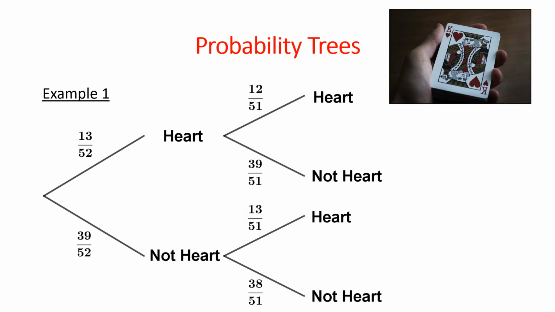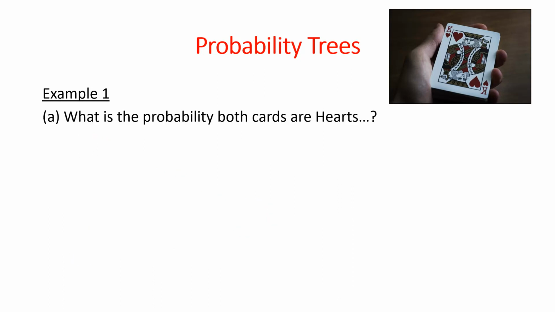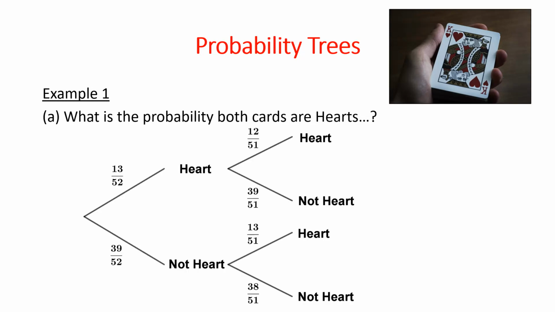Here's the probability tree finished. So let's answer some questions. What is the probability both cards are hearts? So here's our probability tree, and we want the probability both cards are hearts. Well, there's only one scenario of a heart first and a heart second.